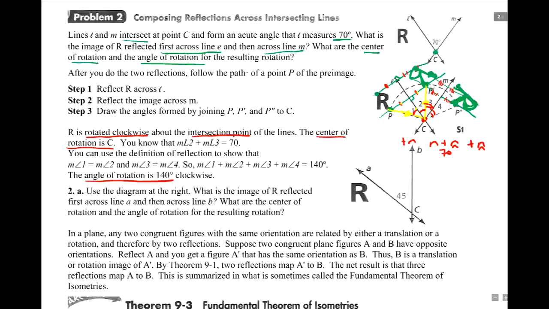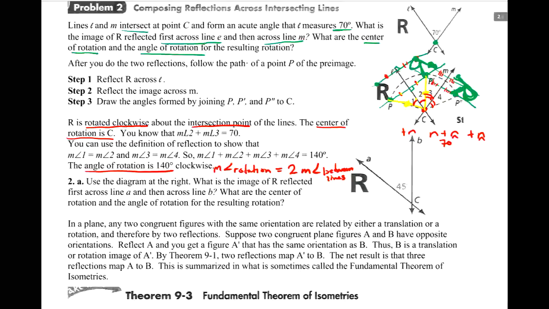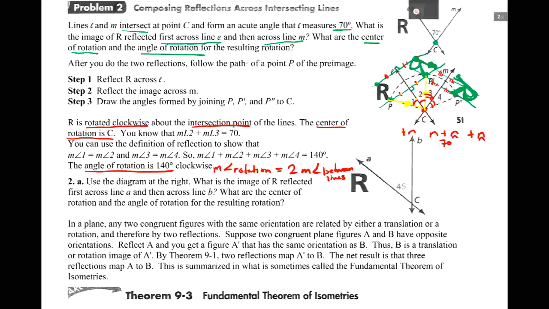because, let's see, the measure of our angle of rotation equals 2 times the measure of the angle between our lines. That looks an awful lot like what we just did with our parallel lines. All right, keeping this information in mind, pause the video, do the next problem.